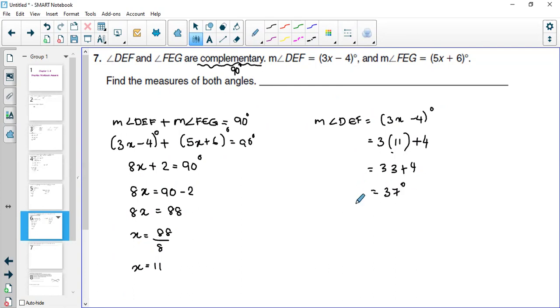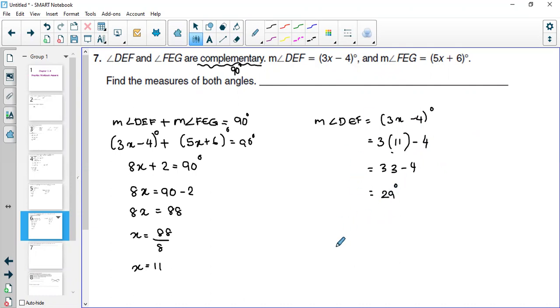Okay, now to find angle FEG, there are two ways. I have taught you both the ways during the class. Okay, now either you can substitute. Okay, before I substitute here, I made a mistake. It is minus, so I don't know. Happens. Okay, this is minus, so this is going to be 33 minus 4, which is going to be 29 degrees.